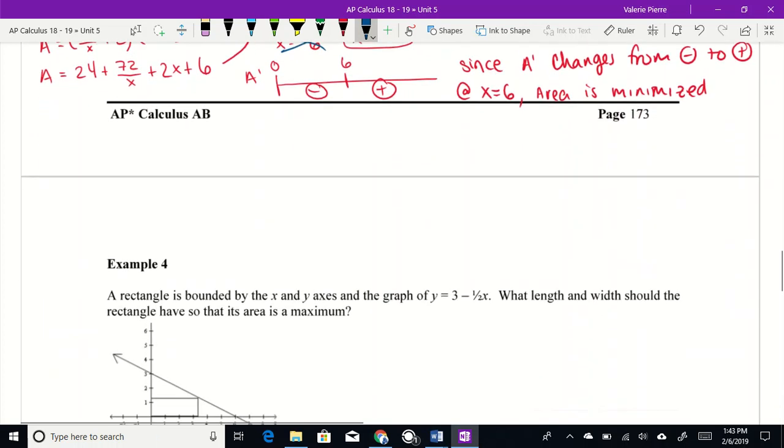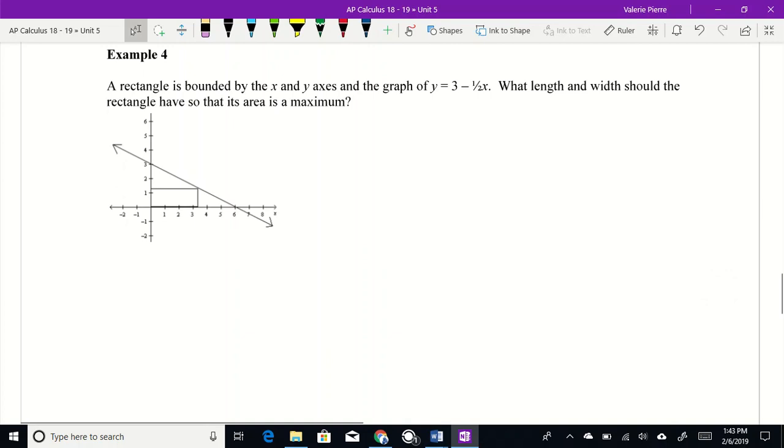So now, for example 4, again, this is a problem where I'm not going to work through every step with you. However, I will help you to set it up so that you start off on the right path. A rectangle is bound by the x and y axes in the graph y equals 3 minus 1/2 x. What length and width should the rectangle have so that its area is maximized? So here we are maximizing area.